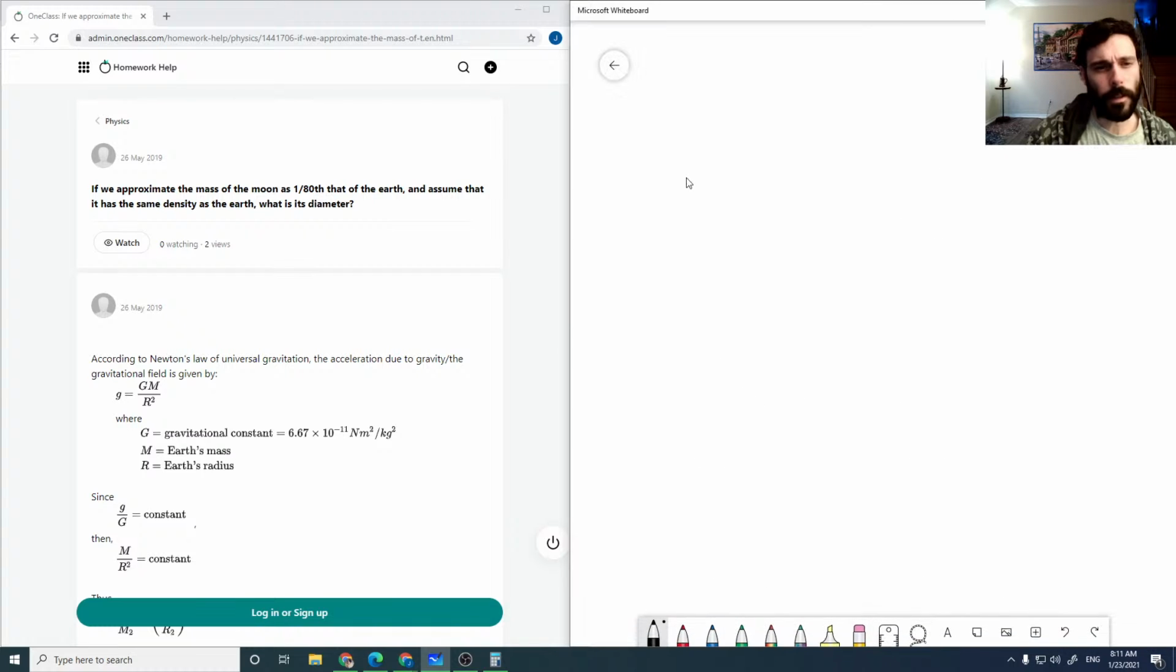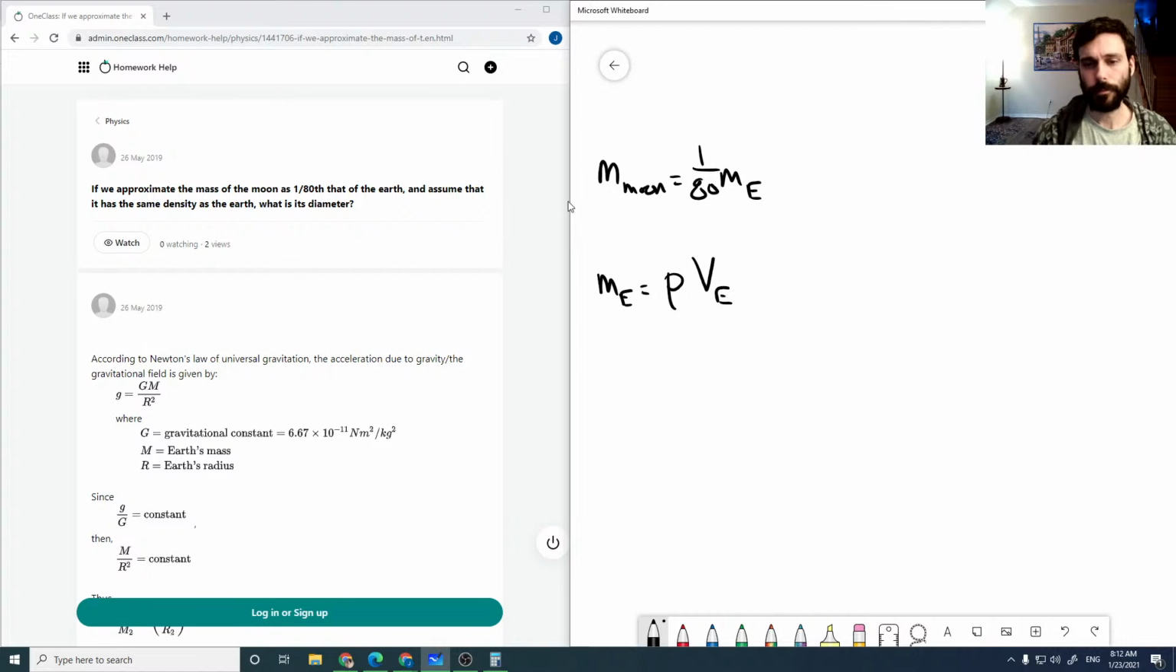If we approximate the mass of the moon as 1/80th that of the Earth, and assume it has the same density, what is its diameter? So if we say that the mass of the moon is 1/80th the mass of Earth, well, the mass of Earth is the density times the volume of Earth, which, if we assume the Earth is spherical, is 4/3 pi r cubed, where r is the radius of the Earth.